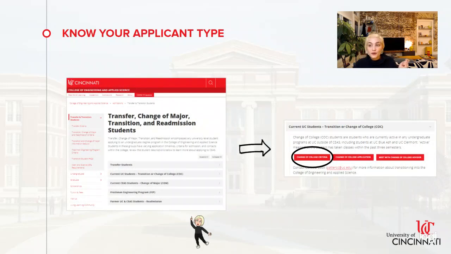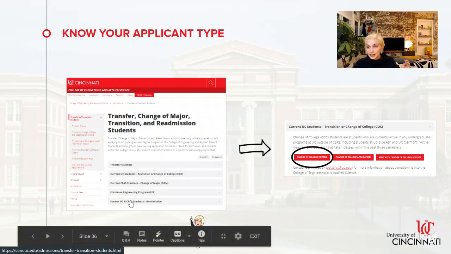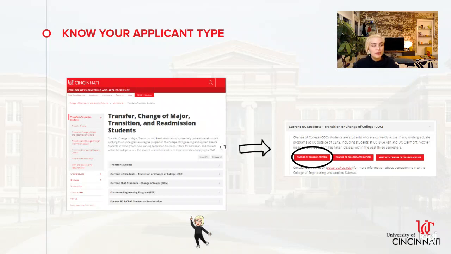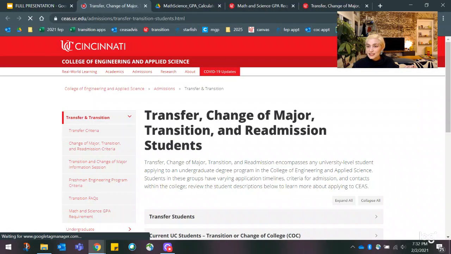The best place to go is just our main CAS Transfer and Transition website. There you'll see we have a breakdown of all 5 applicant types, and then beneath each of these you'll find a definition, a link to their criteria, a link to their application, and information about who they can contact if they need additional support or have other questions at any given time. So let's go take a look at a couple of examples.